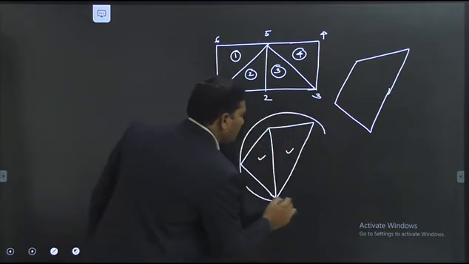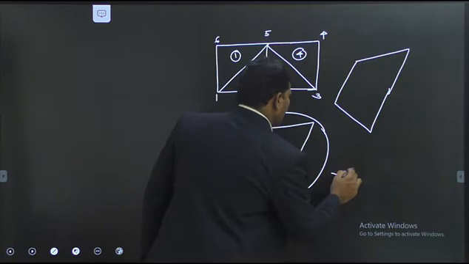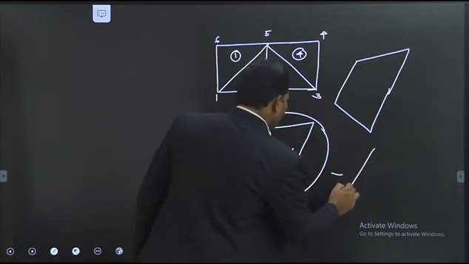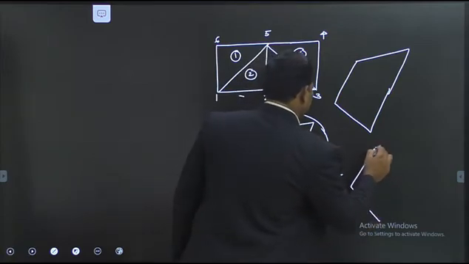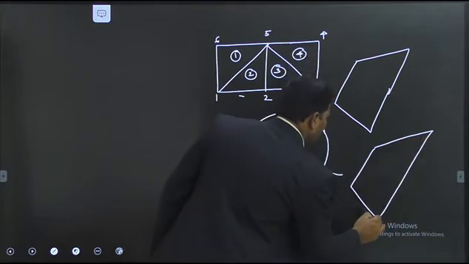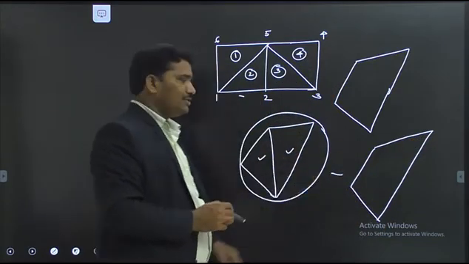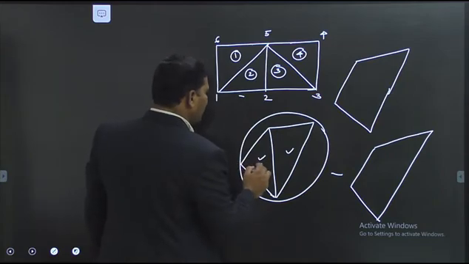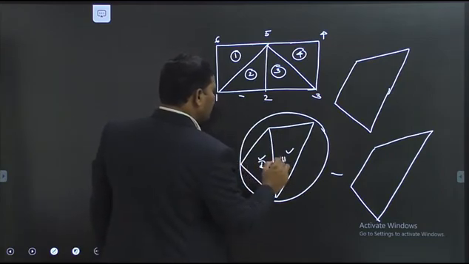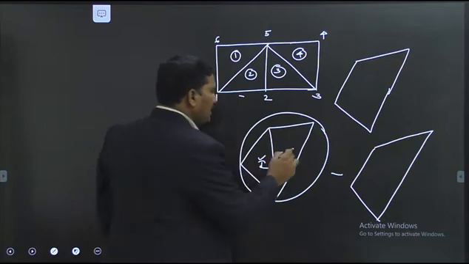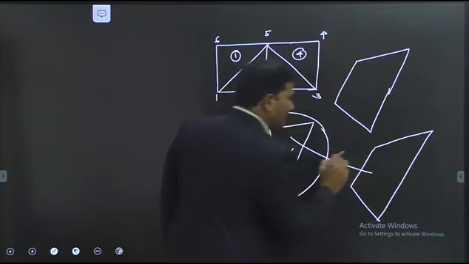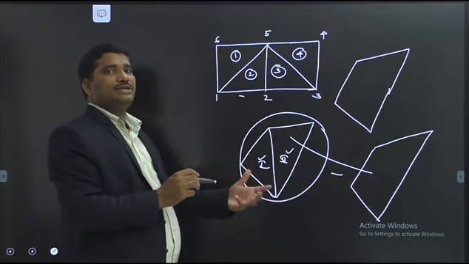Both triangles you can replace by a quadrilateral. Thereby, what is happening here? The number of elements is reduced. In fact, how many elements are there? 2 elements are there. Both elements are replaced by only 1 element. That is the advantage of quadrilateral.